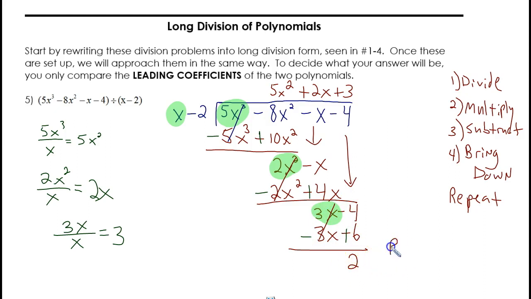That 2 is called a remainder, right? We have a remainder of 2. Just like with fractions a minute ago, this 2 is going to be part of a fraction. It's going to be positive, or plus, 2 over, and then what I was dividing by will be the denominator, x minus 2. And my answer to this problem is 5x squared plus 2x plus 3 plus 2 over x minus 2.